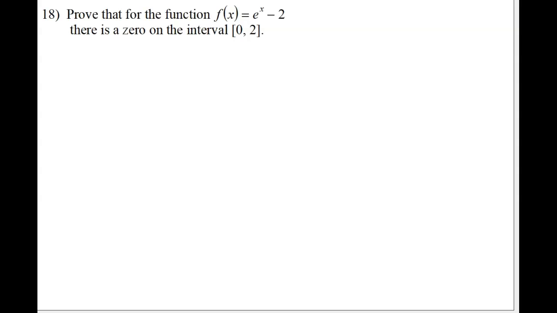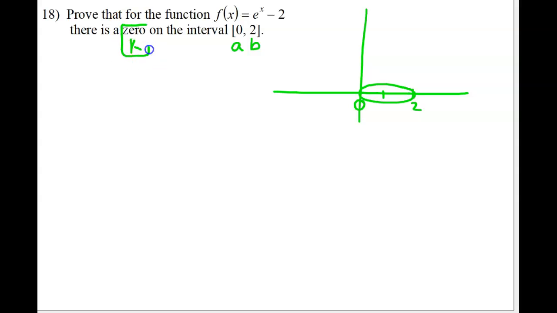Well, first of all, we want to identify our a value and our b value and our k value. So I'm trying to prove, now you guys don't need to graph this, I'm just doing this for the heck of it, but starting from x equals 0 up to x equals 2, I want to prove that somewhere along that interval my graph crosses the x-axis, because at the x-axis the y value equals 0, and that's my k. So I want to prove that somewhere it crosses the x-axis between 0 and 2. And so how do we do that?